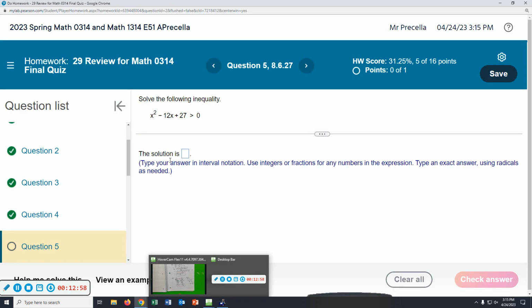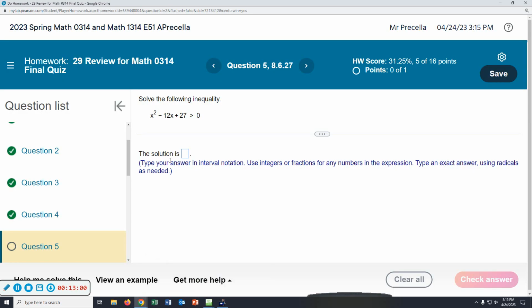Number 5. Uh-oh, it's an inequality. We had a method, a little recipe that we used to solve things that have less thans or greater thans. Do you remember the name of it? Starts with a C. First word is cut. Cut points. When you see anything with less than, greater than in it, it says solve it. Then you use the cut point method.